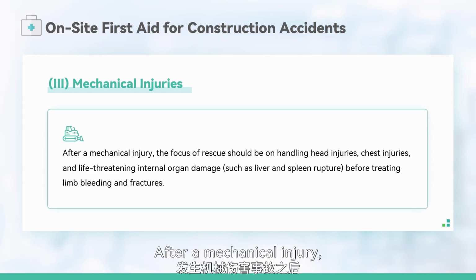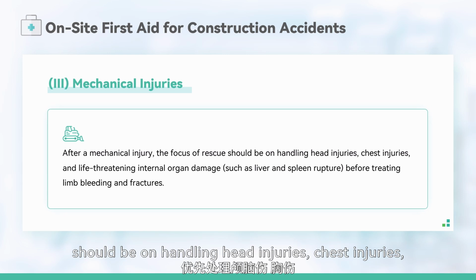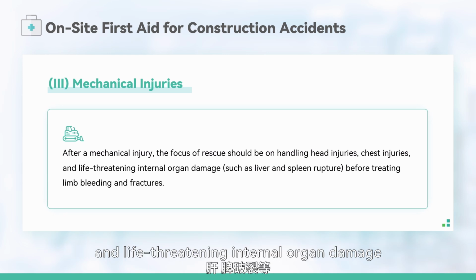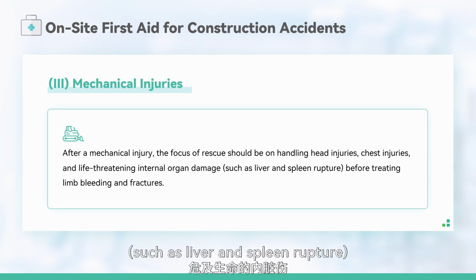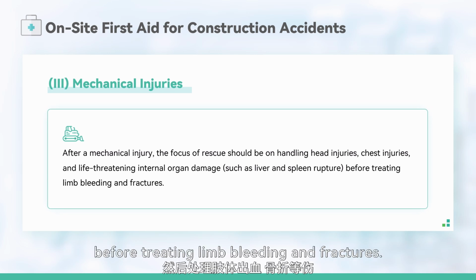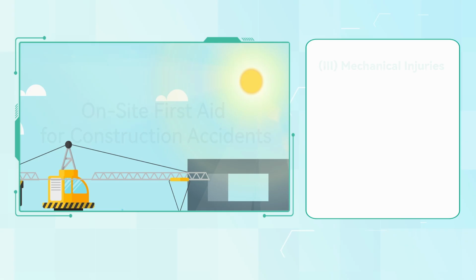After a mechanical injury, the focus of rescue should be on handling head injuries, chest injuries, and life-threatening internal organ damage, such as liver and spleen rupture, before treating limb bleeding and fractures.